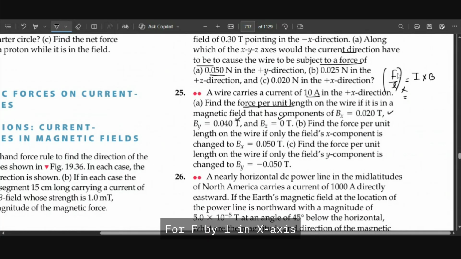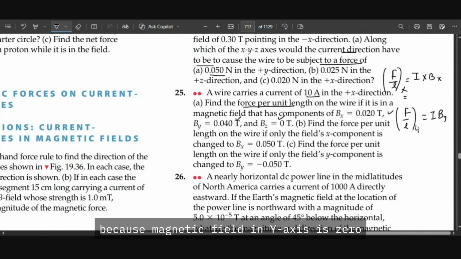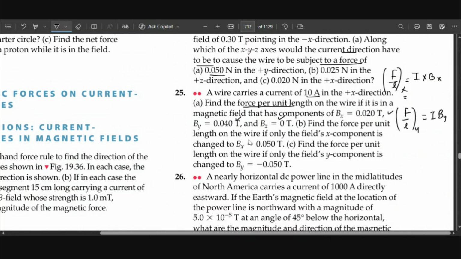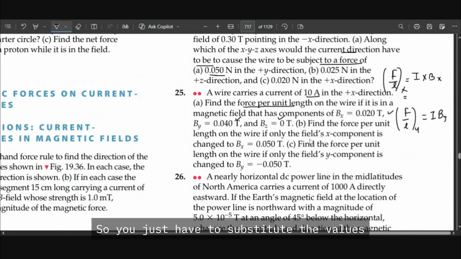For F by L in x-axis, I times Bx you have to do. For F by L in y-axis, you have to do I times By. Similarly for z, it is going to be 0 because magnetic field in z-axis is 0. Then in second part, they changed x component only. Then in third part, they changed y component only. So you just have to substitute the values and get the answer. That's all you have to do.